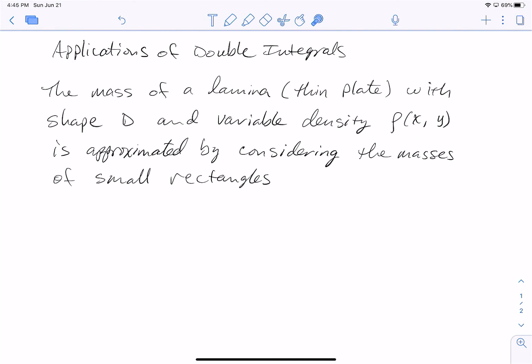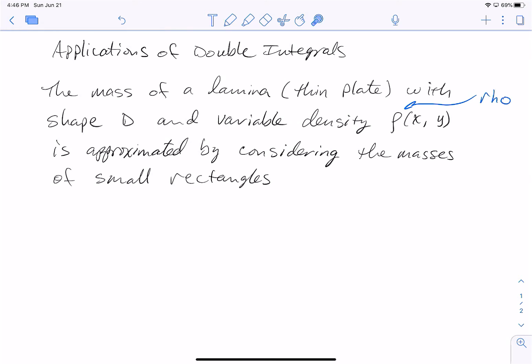Just as in single variable calculus you saw applications of integrals, now we're going to look at applications of double integrals. When you looked at single integrals, you may have seen that you can find the mass of a lamina, which is a thin plate that has a constant density rho. Now we're going to consider a lamina in the shape of a region D in the xy plane that has variable density rho of x y. This looks like a P, but it's the Greek letter rho.